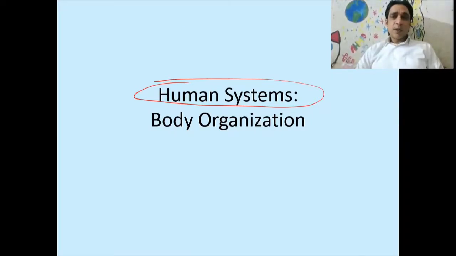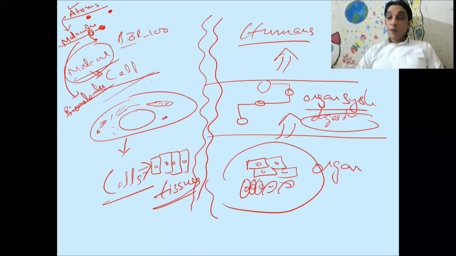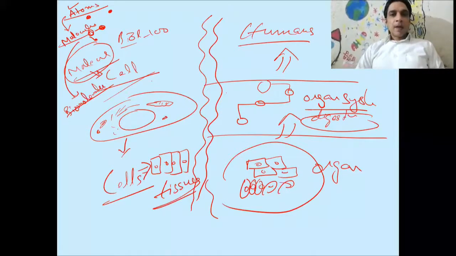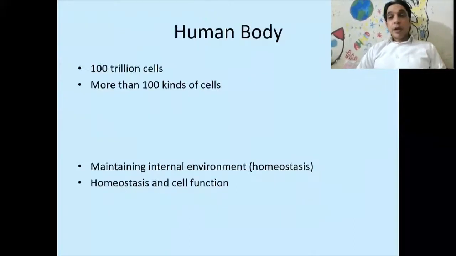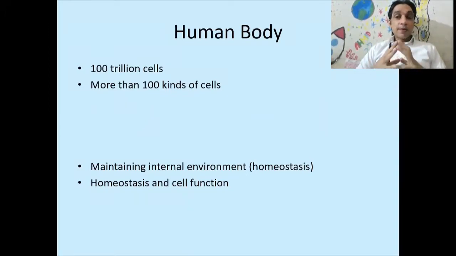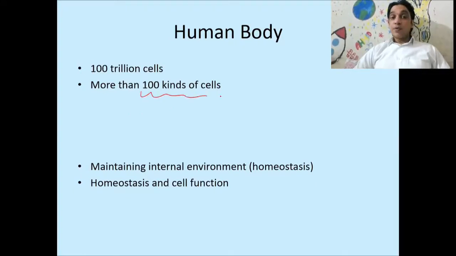So the first lecture is about body organization. That means the importance of different organ systems and how they are connected with each other. Having different organ systems is still not good enough if all the organ systems are not connected with each other in a synchronous way. So the human body is made up of trillions of cells, and there are more than about 100 different types of cells out there.